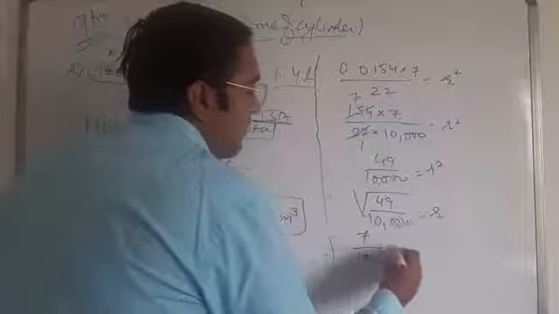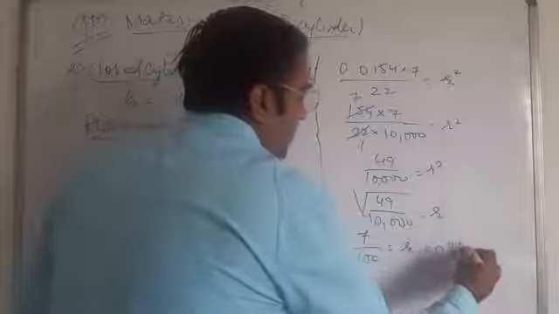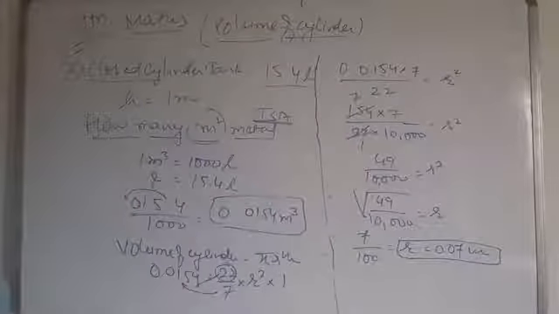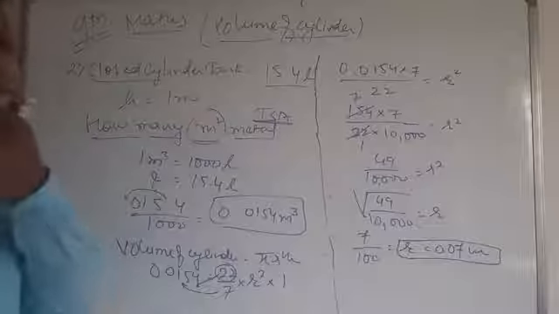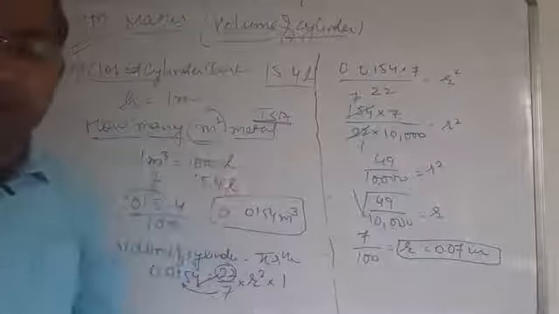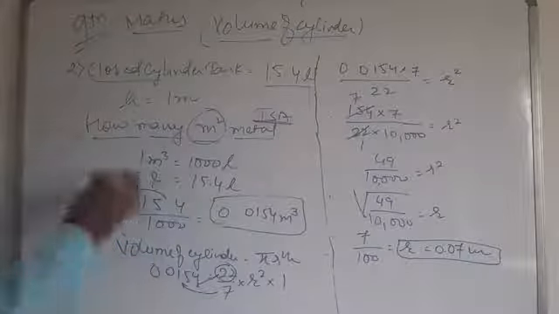So therefore my radius is 0.07 meter. Okay, my radius is 0.07 meter. Now we have to find the total surface area of the cylinder. So for that I am rubbing this.